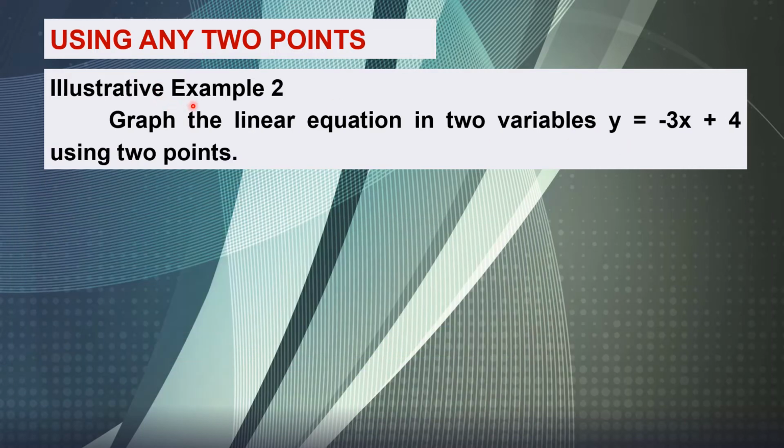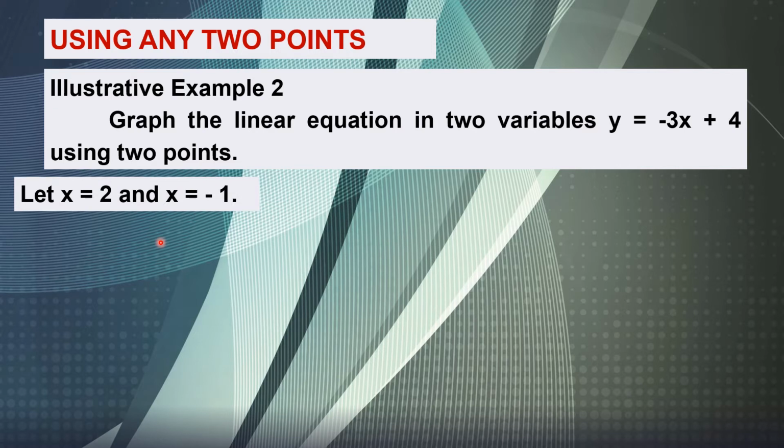Let's have another example using any 2 points. So, example number 2, graph the linear equation in two variables y equals negative 3x plus 4 using 2 points. So, para magkaroon tayo ng 2 points, kailangan natin mag-set ng dalawang values ng ating x. So, ang gagamitin ko ay I let x equals positive 2 and x equals negative 1.